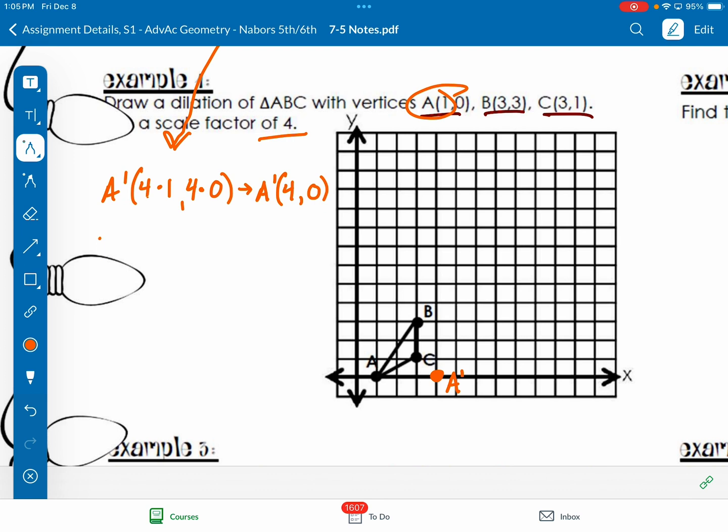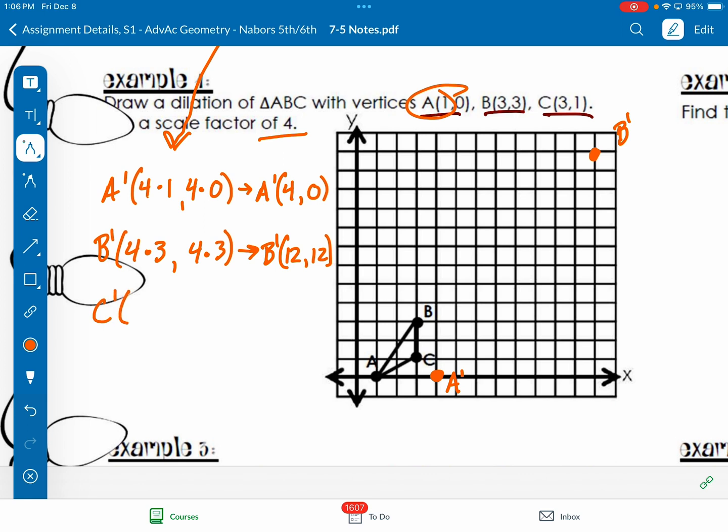All right, let's do coordinate B. So to find B prime, we're going to take our scale factor, which is 4, multiply it by the x coordinate, take the scale factor, multiply it by the y coordinate, and our B prime is going to be, what's 4 times 3? 12. And 4 times 3? Boom. So there's my new B coordinate. So 12, 12, that's 4, 5, 6, 7, 8, 9, 10, 11, 12. I'm going to assume this is it right here. So that's B prime.